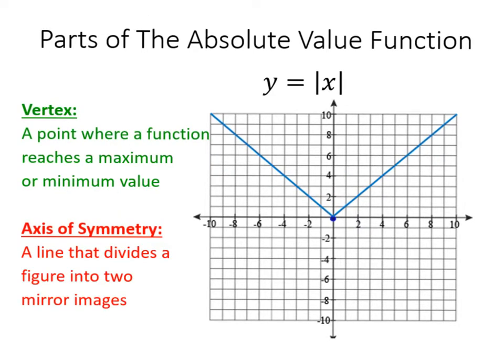Now let's discuss parts of the absolute value function. The vertex is a point where the function reaches the maximum or minimum value. And in this specific case, the vertex would be at this point right here. Now the axis of symmetry is a line that divides a figure into two mirror images. So our axis of symmetry in this specific example would be our y-axis, and we represent it with a dashed line.